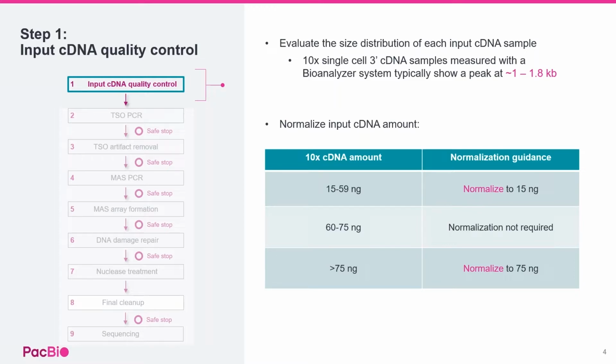This protocol supports 2 input amounts, a low input of 15 nanograms and a high input between 60 to 75 nanograms. So if the user has a cDNA amount between 15 to 59 nanograms, then it's advised to normalize the cDNA sample to 15 nanograms. If a user has a cDNA amount greater than 75 nanograms, then it's advised to normalize the cDNA sample to 75 nanograms. And if a user has a cDNA amount between 60 to 75 nanograms, then normalization is not required.